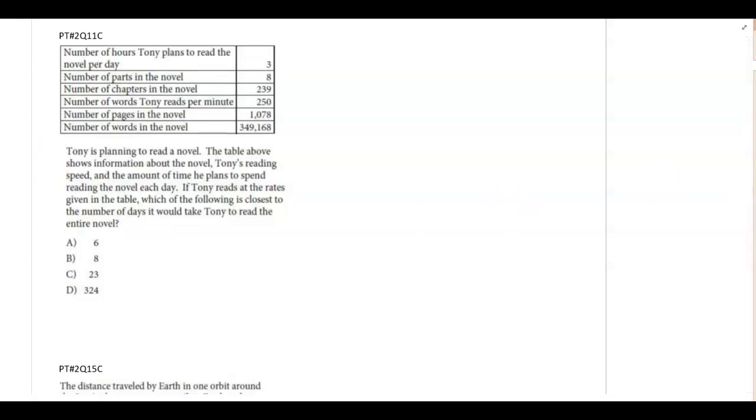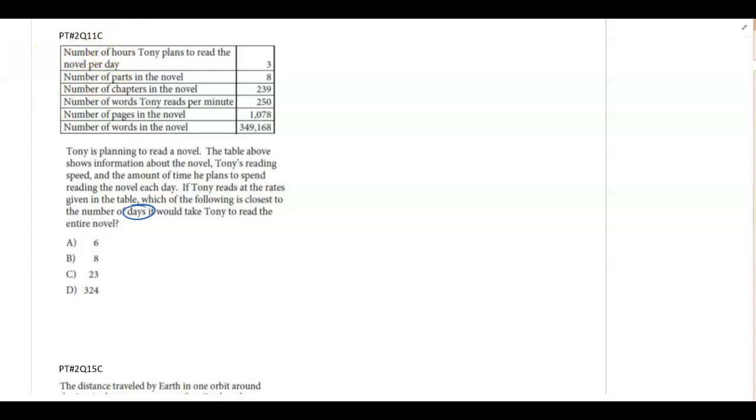So the next problem. Again, if you take your time and you read everything, it's not that bad. Tony is planning to read a novel. The table above shows information about the novel, Tony's reading speed, and the amount of time he plans to spend reading the novel each day. If Tony reads at the rates given in the table, which of the following is closest to the number of days it would take Tony to read the entire novel.